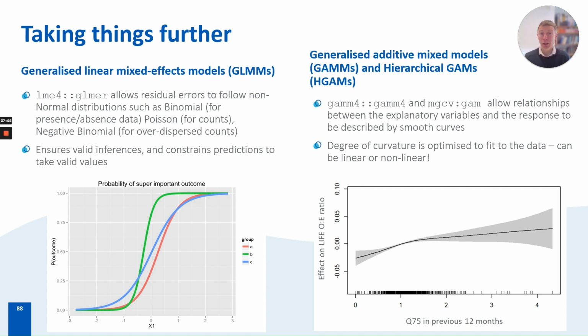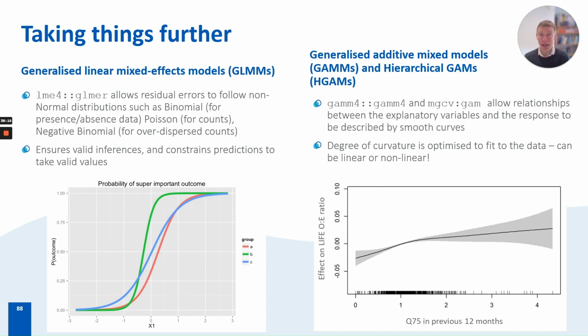It's a data-driven approach, however, so the degree of flexibility in the curve really is dictated by the data. You may get a very wiggly relationship, but equally, if the data do conform to a relatively nice simple straight line, then you will get a linear relationship coming out. So it really gives you the best of both worlds.